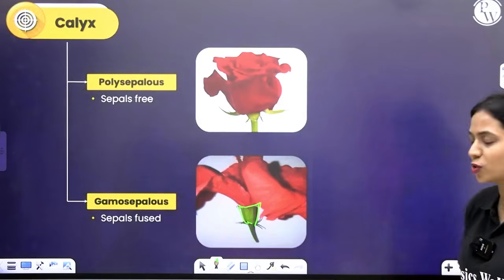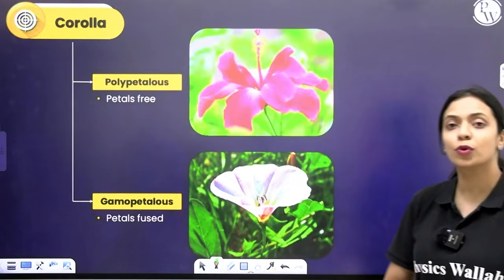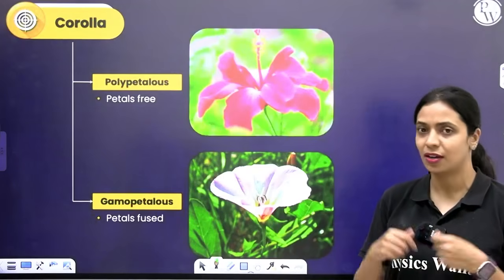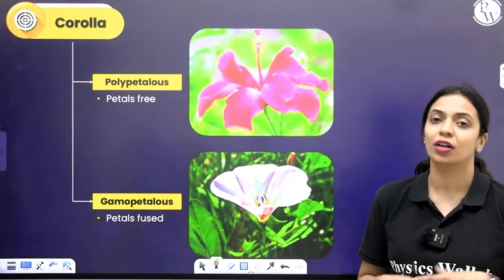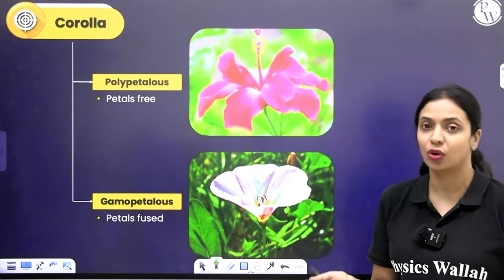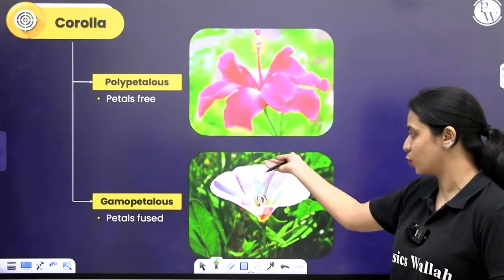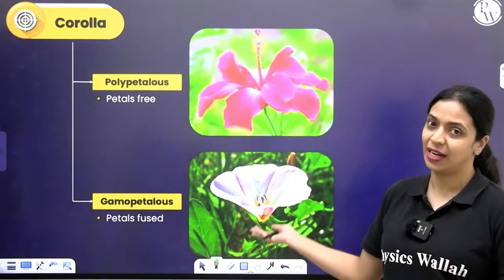Same thing for petals also. Petals may have fused to form a tubular structure or a bell-like structure, or sometimes they are free. When they are free, we call it polypetalous. When they are fused, you call it gamopetalous. You can see images here. Here petals are free. Here it is fused to form a cup or a bell-like structure.